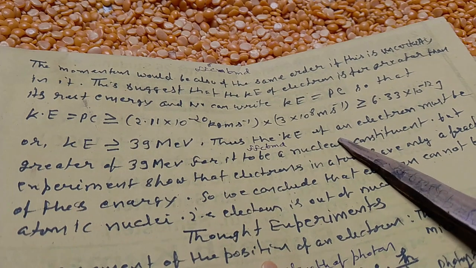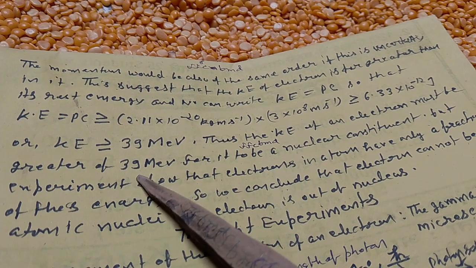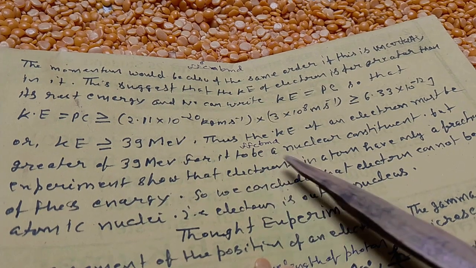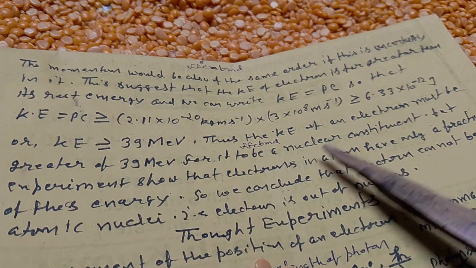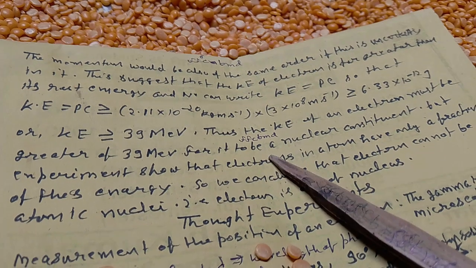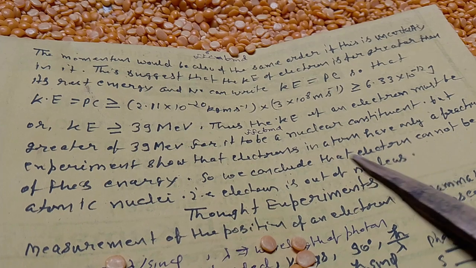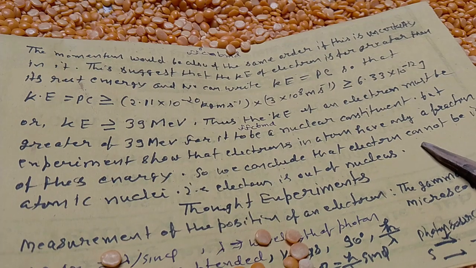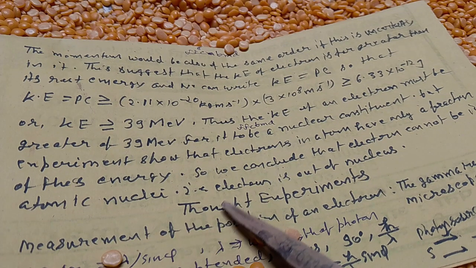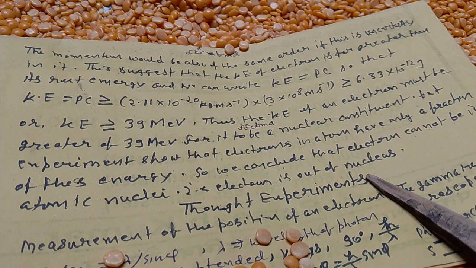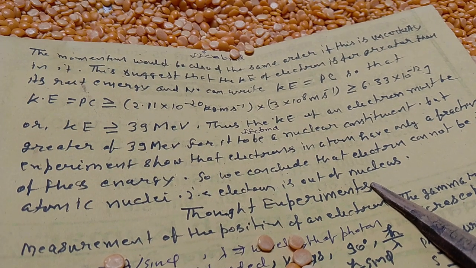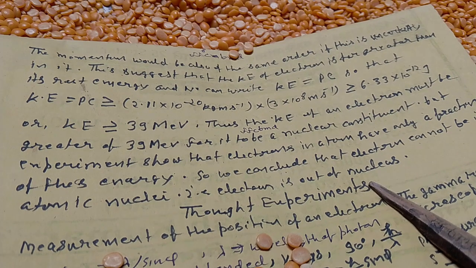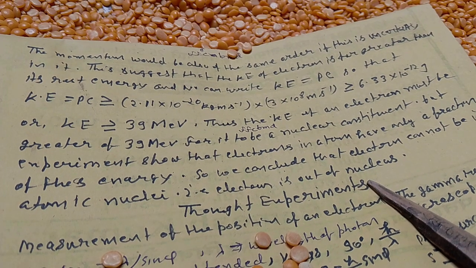Thus the kinetic energy of an electron must be greater than 39 mega electron volt for it to be a nuclear constituent. But experiment shows that the electrons in an atom have only a fraction of this energy. So we conclude that electrons cannot be in atomic nuclei. That is, the electron is out of the nucleus. So we saw the uncertainty principle with some examples.